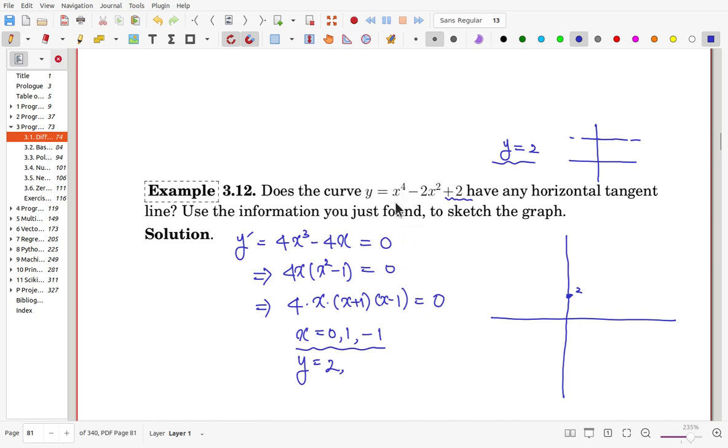Once x equals 1, then 1 minus 2 plus 2, so that here there will be 1. And also, when x is minus 1, the same value, which is 1. So once x is minus 1, then the height must be 1. Let's try to change that here. That is 2, and this is now 1. When x is minus 1, then the height is 1.